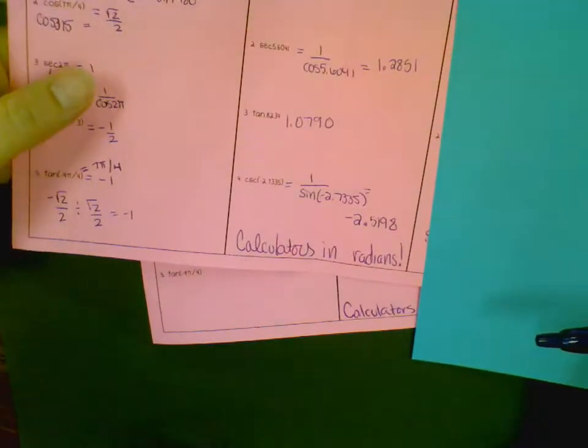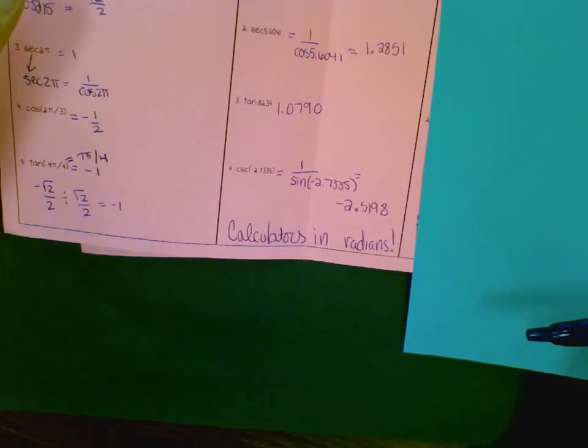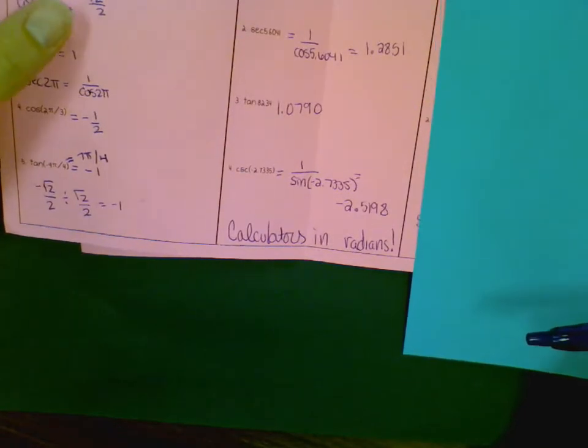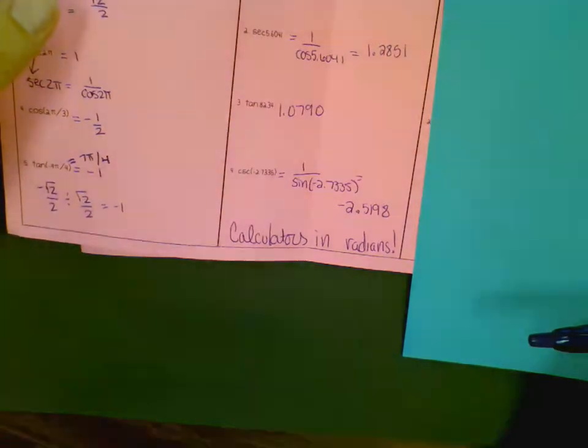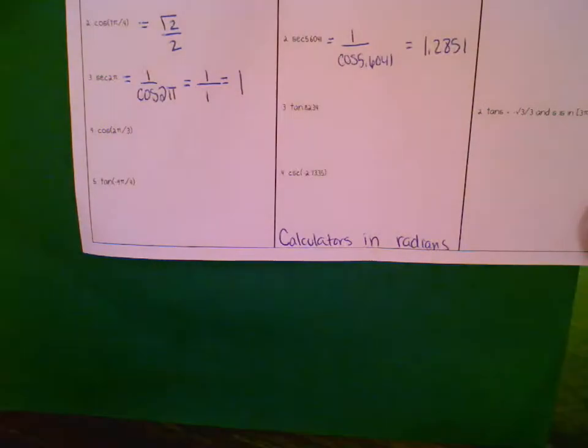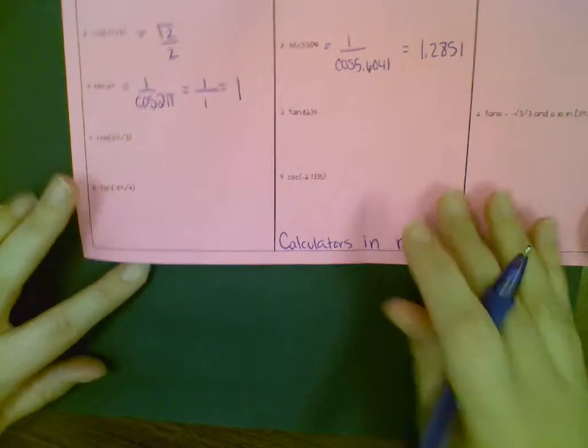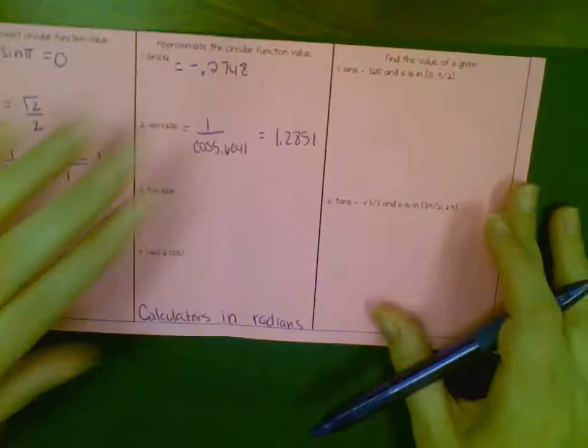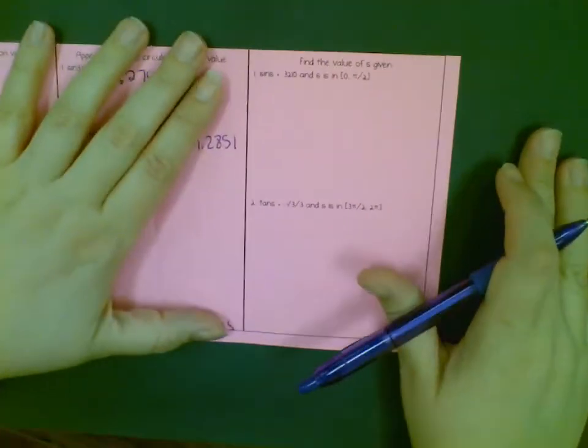Okay, so question 3, we just typed it in exactly as it said. Question 4, we had to reciprocal it. But again, our calculator had to be in radians. Okay, so let's take a look at our last 2 examples. And these are problems where we're working backwards and we're finding angle measures.